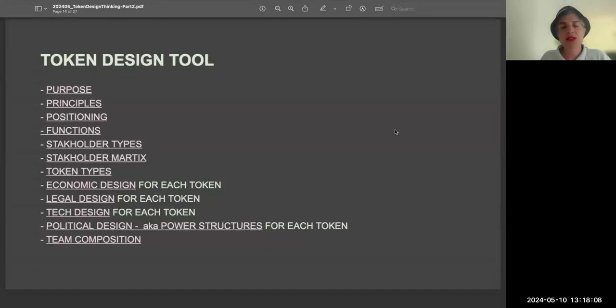And last but not least, we will analyze for each token the political design and the power structures that can emerge depending on how you design it, which rights you give to whom in the system. It's also important to understand, in order to achieve your goal and create this token system, what kind of team composition you need. So this is the question set we will be walking through today.